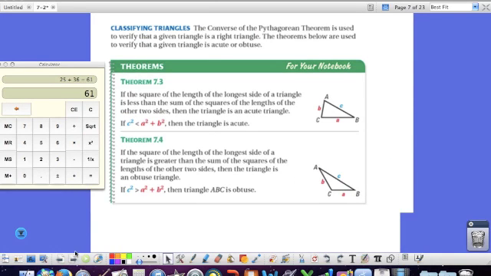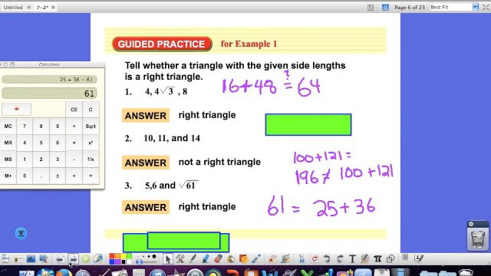And we can use Theorem 7.3 and 7.4 to help us. We went through these in class, but basically, if the square of the length of the longest side of a triangle is less than the sum of the squares of the lengths of the other two sides, the triangle is acute. If the square of the length of the longest side is greater, then it's obtuse. So using this information, we can look back here.